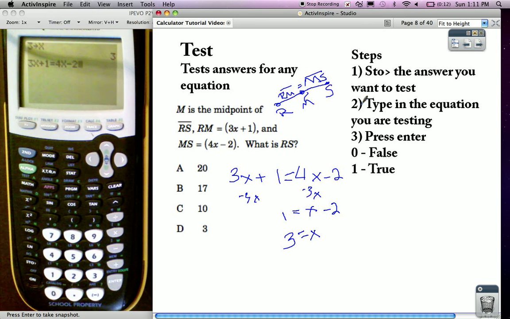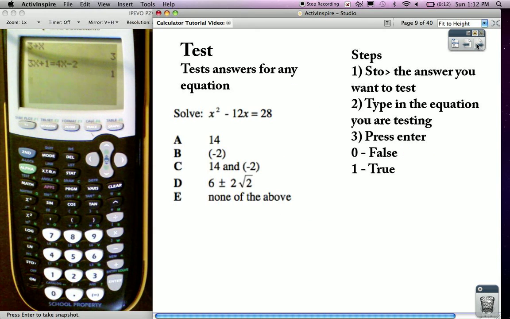And again, the key here is you're not getting an answer. I don't want anybody to hit enter and think 1 is the answer. What we're testing is: is this good for the equation I wrote? Remember, 0 is false, 1 is true. I hit enter. It says 1. Perfect. I got the correct answer. I'm good to go. Let's look at another way this can be set up.